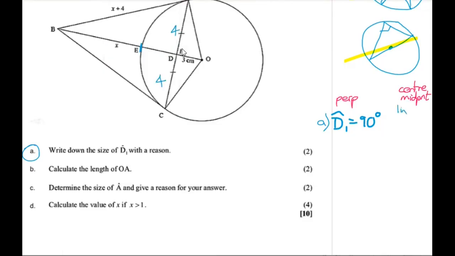Okay, so make sure you're using the correct reason. So it's going to be line from center to midpoint. Okay, that is your reason. Are we happy with that? And we indicate it on our diagram. Okay, let's look at the next one. Question B. Calculate the length of OA.